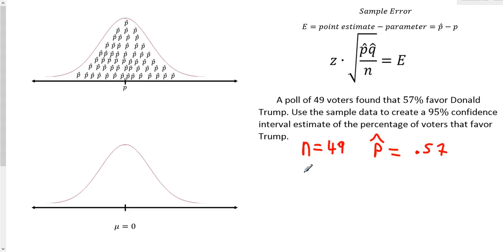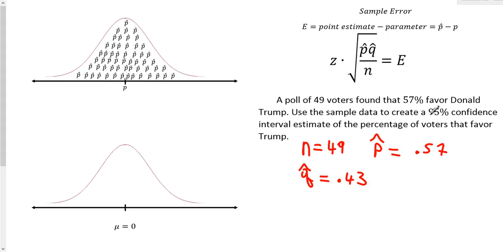So that means I also know q hat. q hat is 0.43, which is 1 minus 0.57. So here I know I have 49 for n, q hat is 0.43, and p hat is 0.57. I have everything I need for the radical. The only other thing I need to calculate E would be the z here.